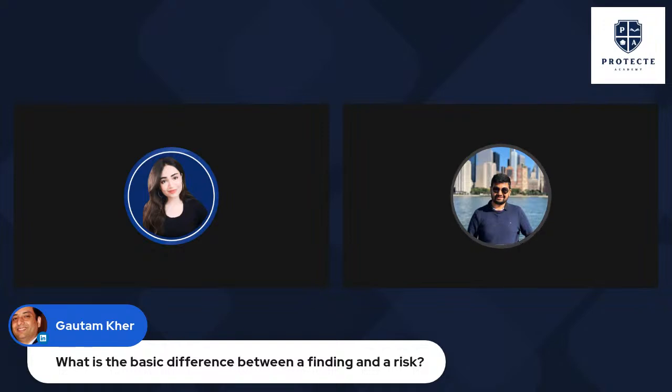Let's say you're working on an asset, and the example we took was a report: the reporting functionality is not working. You identified that the reporting functionality not working is an issue. But with that said, what is going to be the consequence? Will I not be able to extract the report? If I'm not able to extract the report, will my operational efficiency deteriorate? Will I not be able to submit proper data to the management? The consequences of that functionality not working are the risk. But identifying that this functionality is not working is an issue. I hope you got the basic difference between a finding and a risk.